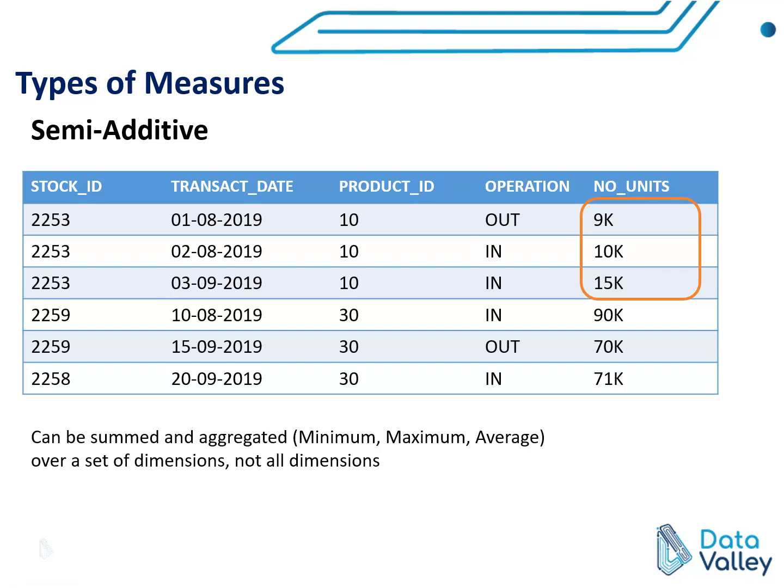I cannot do this. As we said, semi-additive is a limited additive measure, so I can say the maximum in number of units for this product in this month was 15, and the minimum in operation for this product over this transaction date or over this month was 10, and the same for out operation. But I cannot sum number of units over any of the available dimensions, either over operations or over a product or transaction date or stock ID. And that's what we mean by a limited additive measure. You can do maximum or minimum, but you cannot do sum over available dimensions in the fact table.